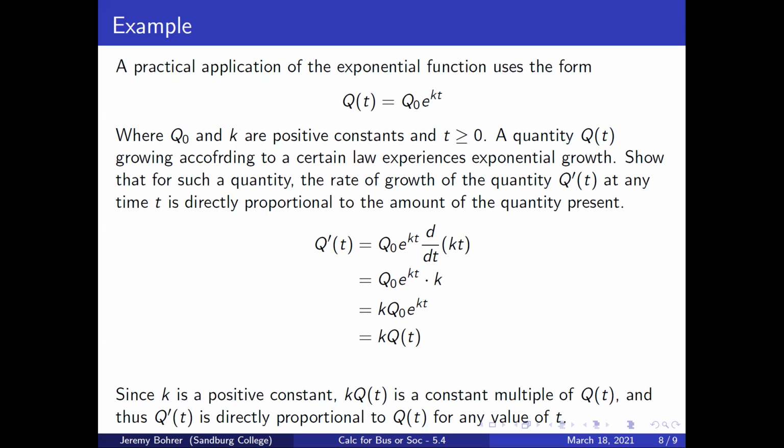Well, q prime of t is equal to q naught e to the kt times the derivative of kt, which is equal to q naught times e to the kt times k, which is equal to q naught e to the kt times k, which is k times q of t. Since k is a positive constant, k times q of t is a constant multiple of q of t, and thus q prime of t is directly proportional to q of t for any value of t.